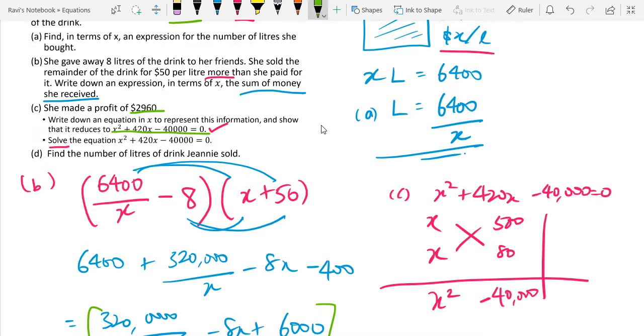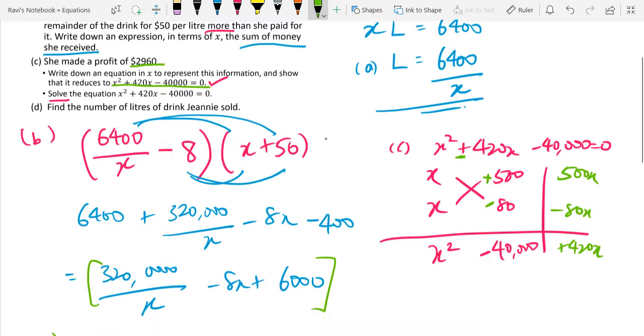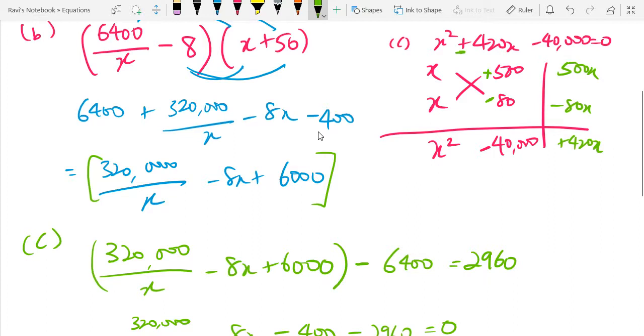That means that one of these numbers must become a negative number. And if I look at the middle term here, since I want a plus, I can safely say that the negative should be assigned to the smaller number, and the positive should be assigned to the bigger number. So what I'll get here is 500x minus 80x, so I get plus 420x here. And that gives me x plus 500 and x minus 80 equals 0. So x equals 80 or minus 500.